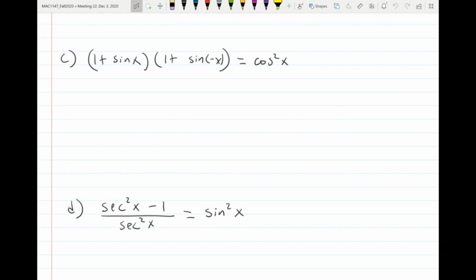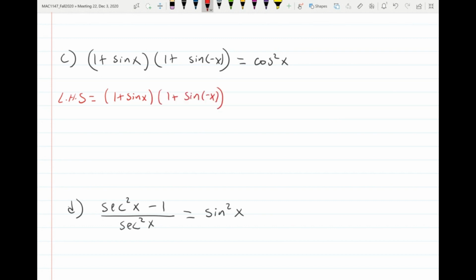You need to decide first, how do you begin? Should we begin with the left or with the right in this particular case for C? Which one should we begin? The left, right? So that one is the one that looks more complicated. So let's do it. So left hand side. So this would be 1 plus sine times 1 plus sine of negative x.